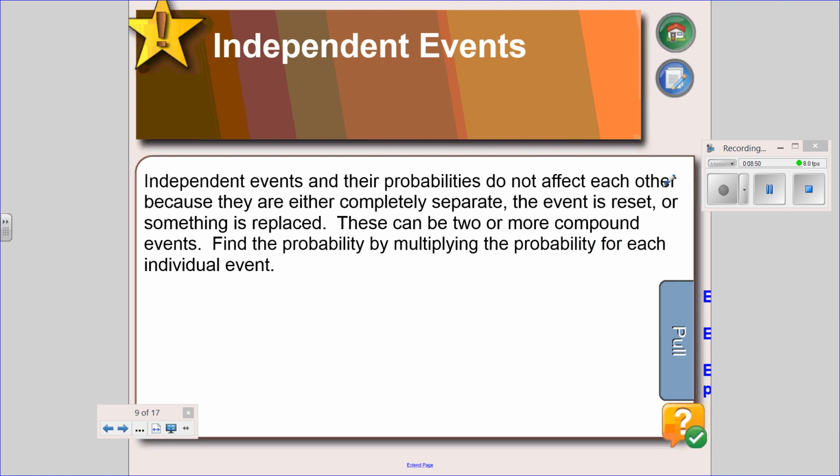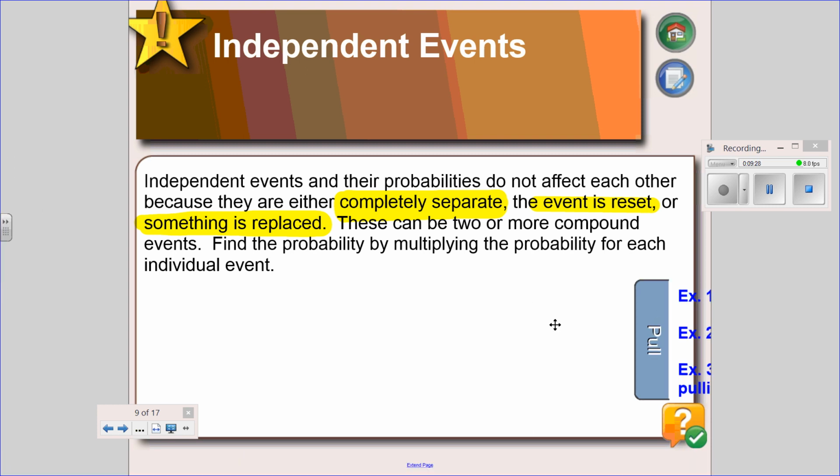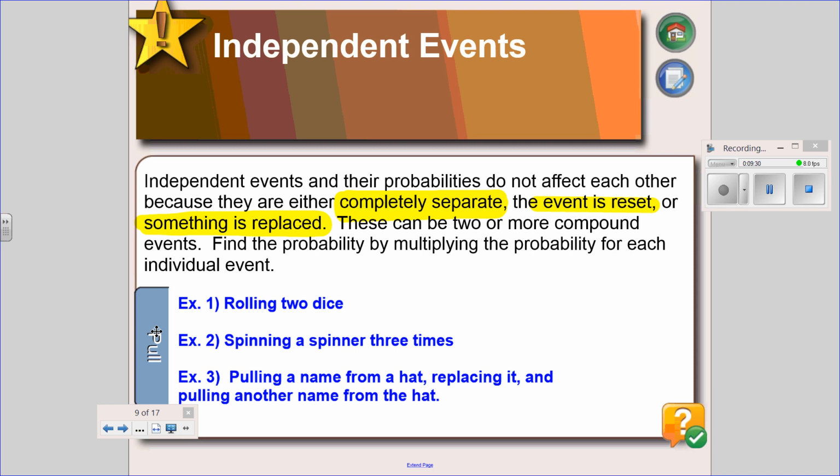Okay, so independent events, as we have discussed in every example thus far, and their probabilities do not affect each other because either they are completely separate, like a coin and a die, the event is reset in some way, or something is replaced. So if I'm doing sight words flashcards with my daughter, if I put the word back in the deck, I might shuffle them up and I still get that same word again. That would not be the case if I took the card out of the deck, and we'll talk about that in a second.